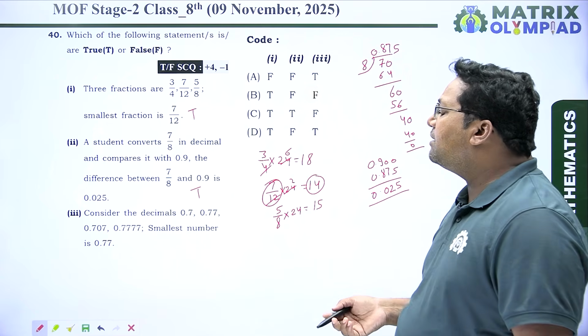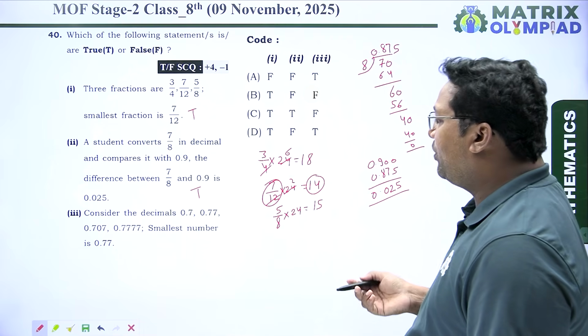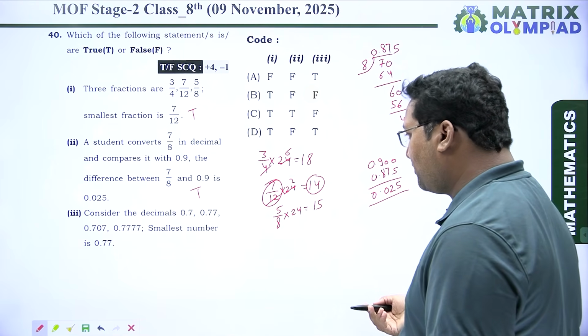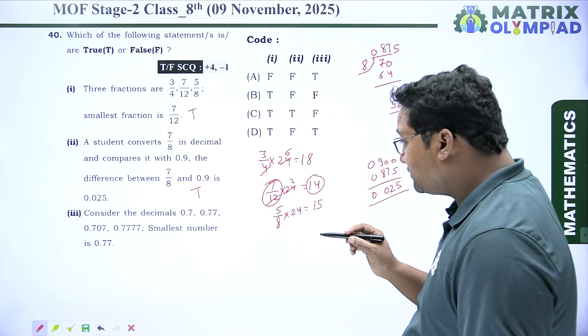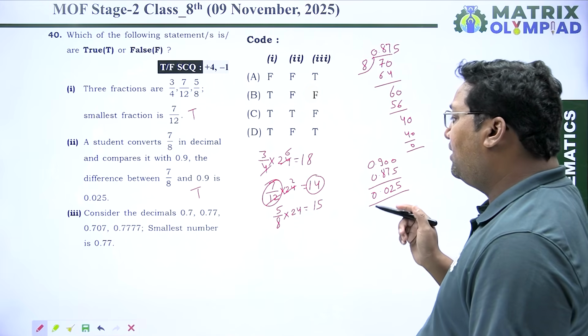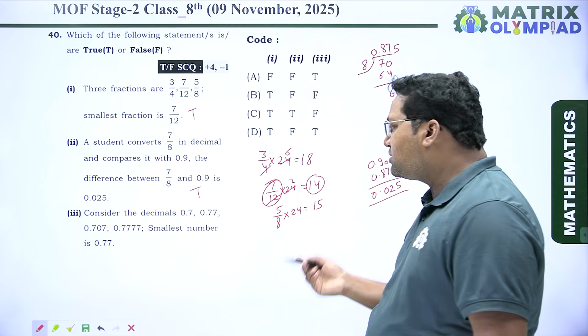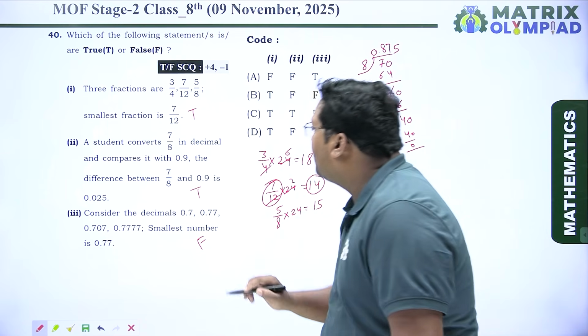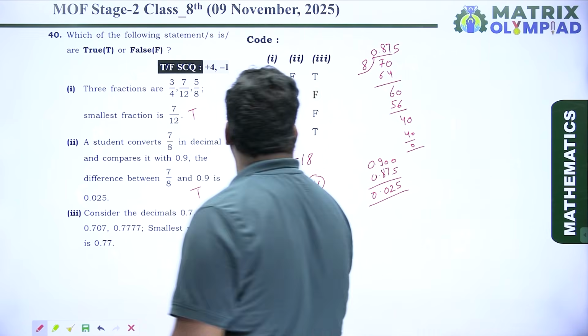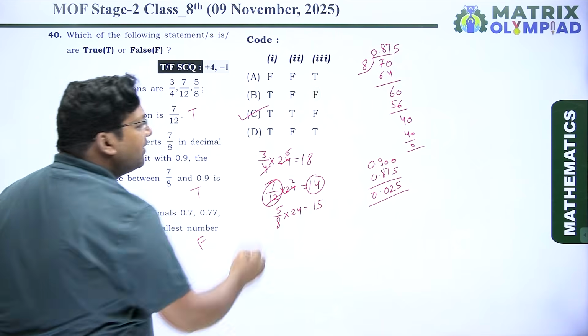Next is, consider the decimals 0.7, 0.77, 0.707, 0.777. Smallest number is 0.77, which is a false statement. So our answer is TTF. So option C is the right answer.